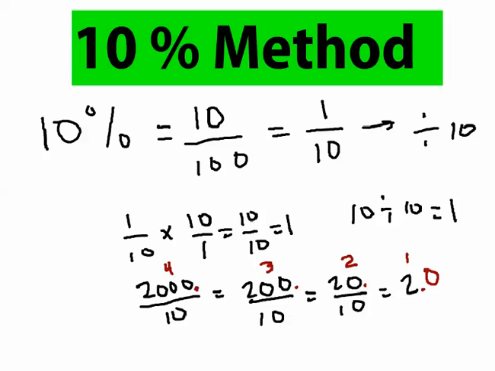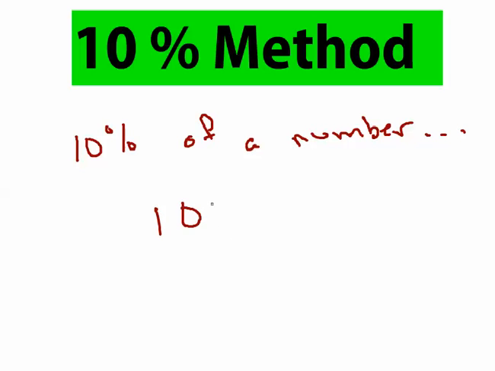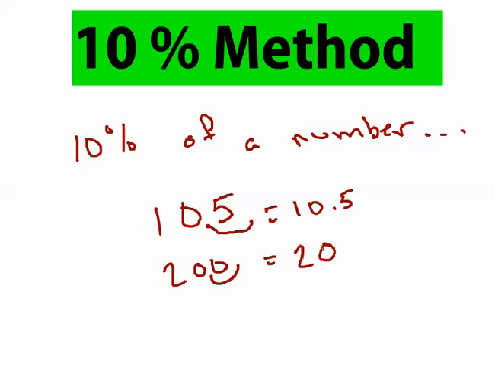the 10% method simply says this. If we're using the 10% method, 10% of a number, we move our decimal 1 spot to the left. So if I want 10% of 105, I would move my decimal and it'd be 10.5. If I wanted 10% of 200, I would move my decimal 1 spot because I'm really dividing by 10. 10% of 200 is 20 because 10 of them would give me my 200 back. If I wanted 10% of 75, I would move my decimal 1 spot and I would get 7.5.